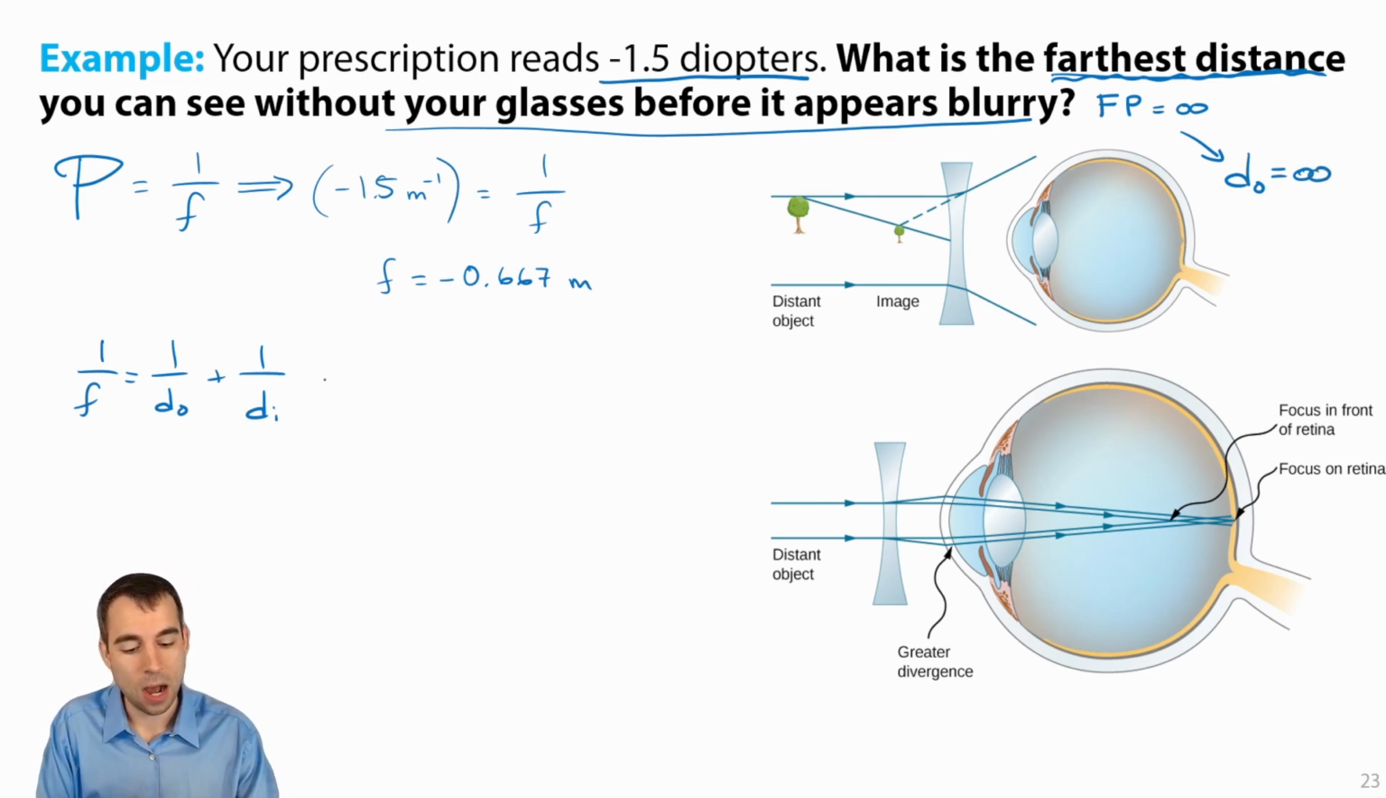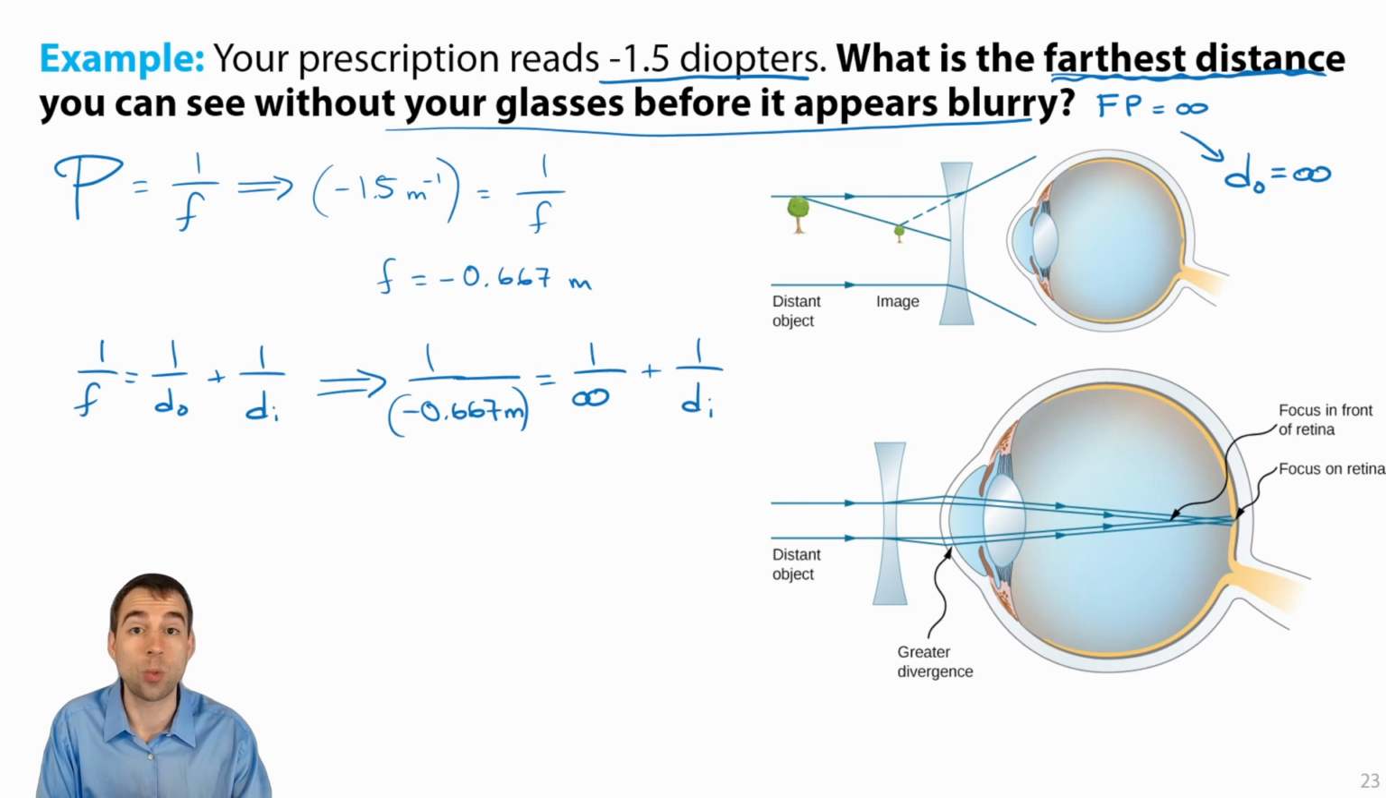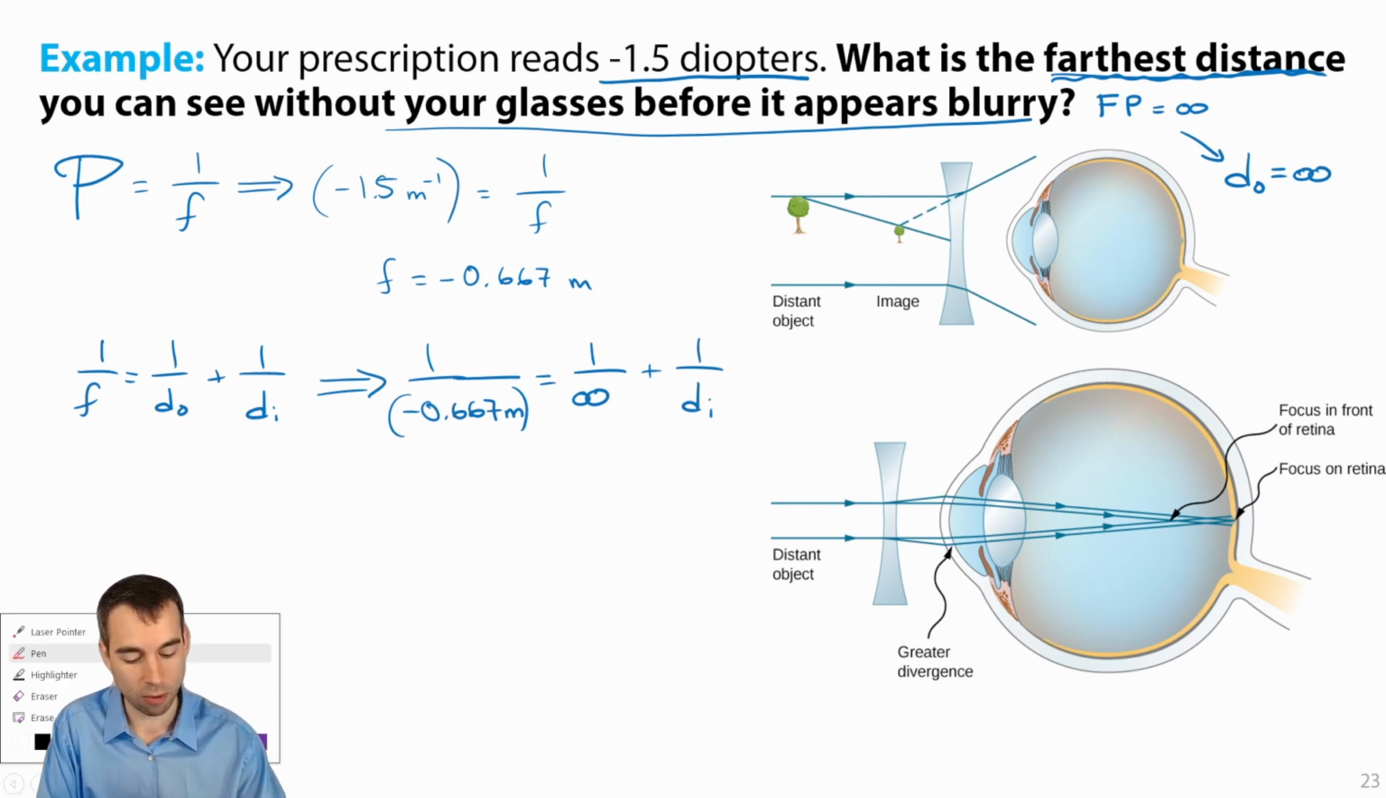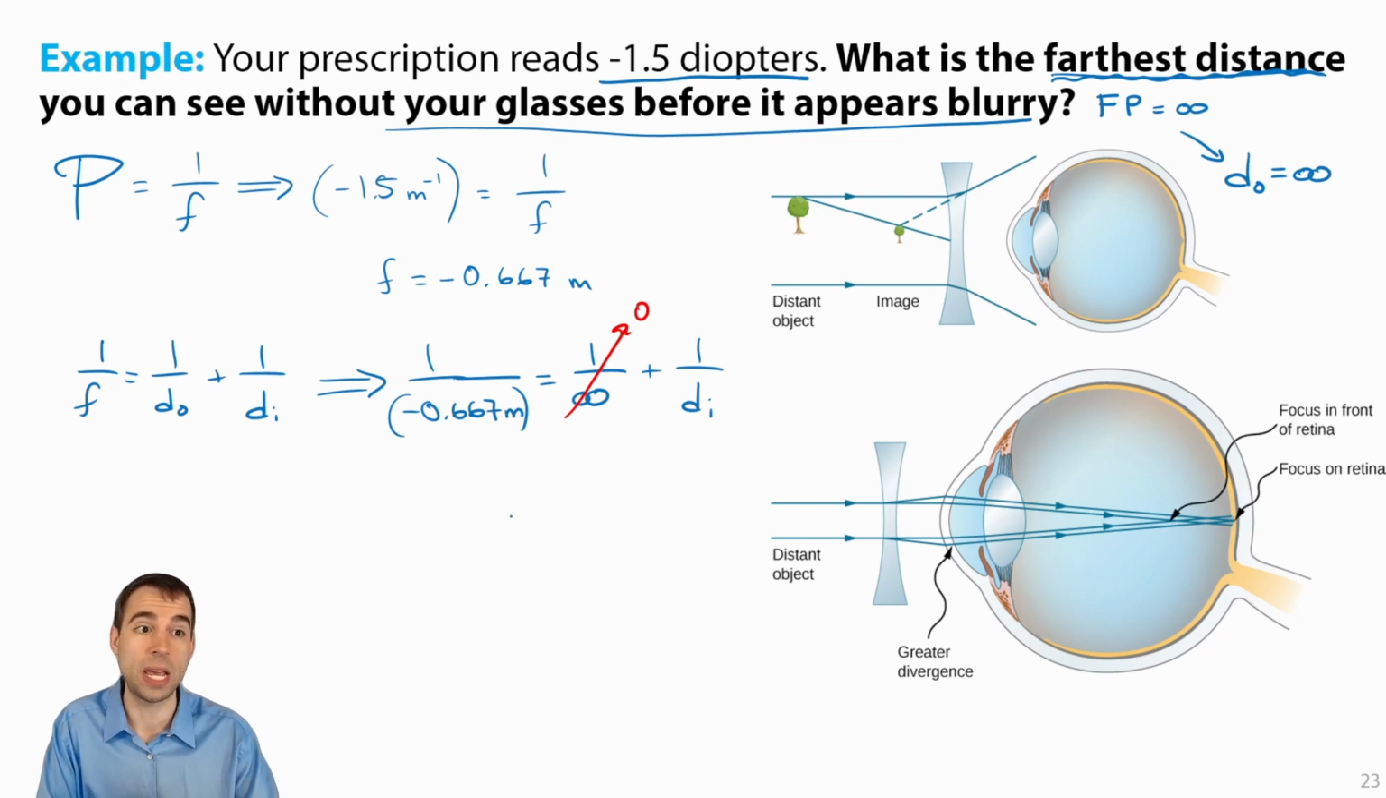If we plug in our value for f, and if we plug in infinity for d_o, then we should be able to solve this for d_i because 1 over infinity essentially goes to 0. And so now we can go through and calculate what our image distance would be for this. What is the farthest distance that you can see? That essentially means what image would you be able to pick up by the help of this corrective lens? And so we end up getting an image distance that is also just the same as the focal length of our lens.